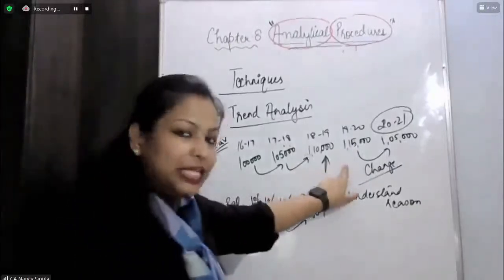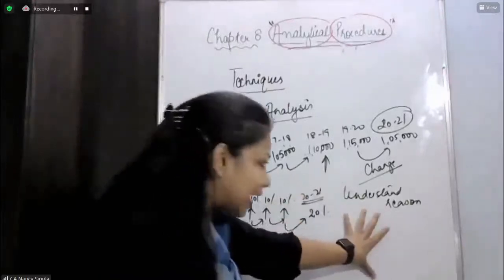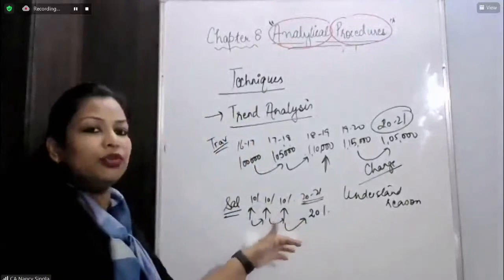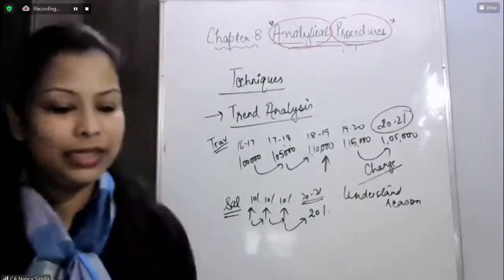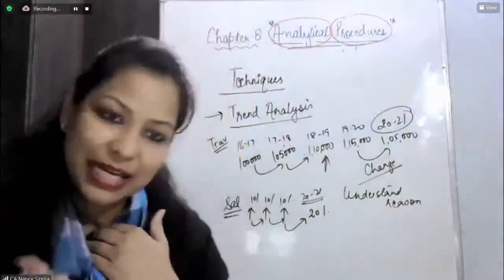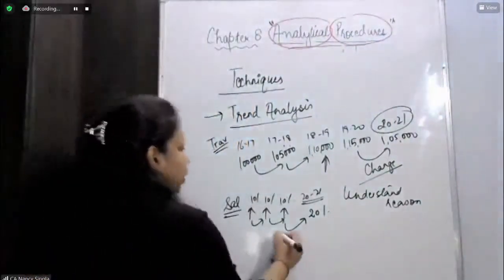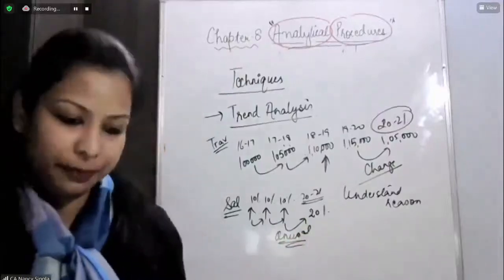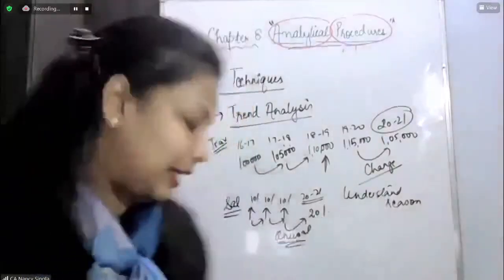If there is any change, no problem. You just try to understand the reasons. However, while understanding the reasons, if you find that there is something unusual, then auditor will have to check that in detail. Clear? Very simple. This is what unusual. So auditor will perform the other audit procedures. Clear? This is trend analysis.